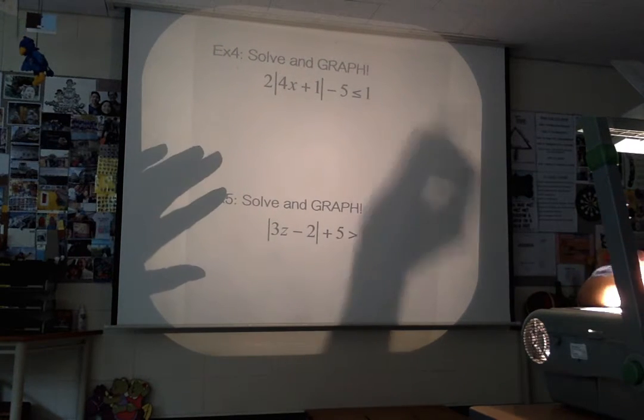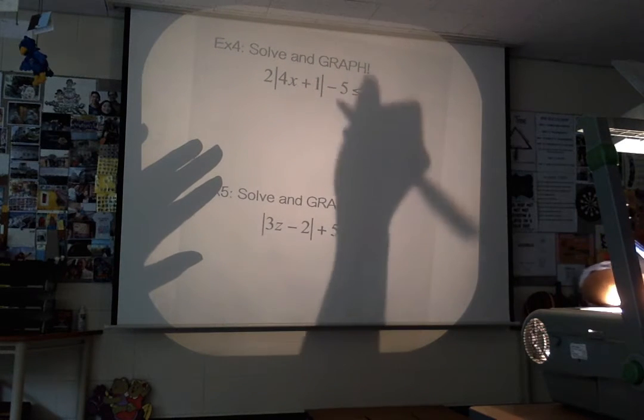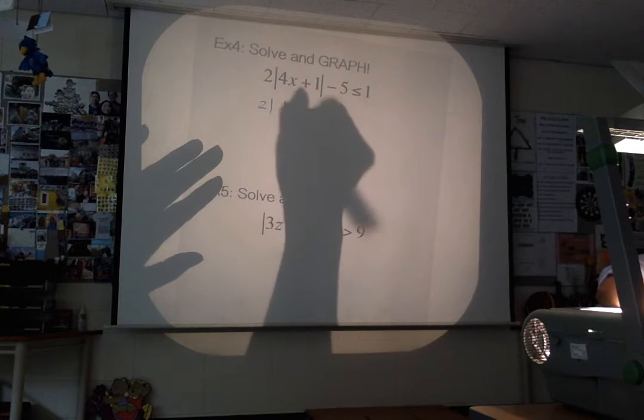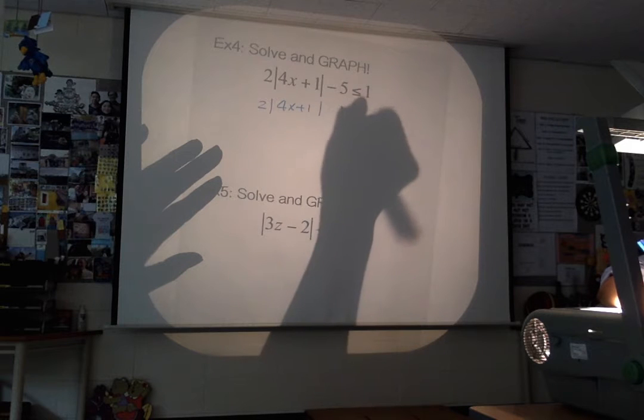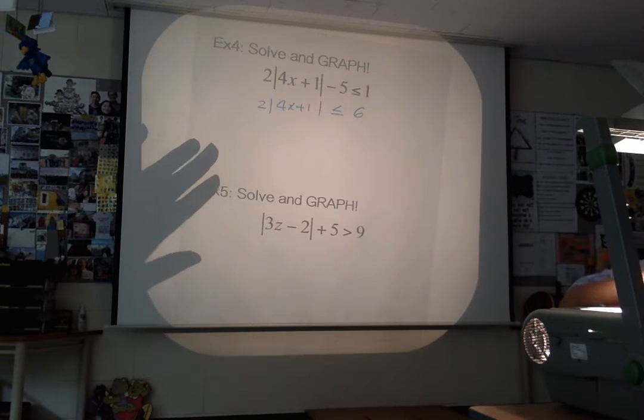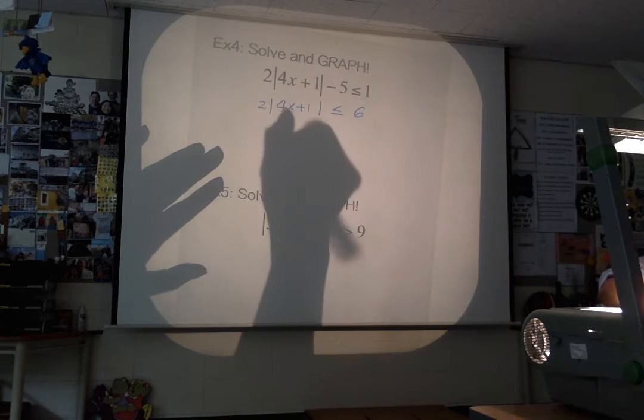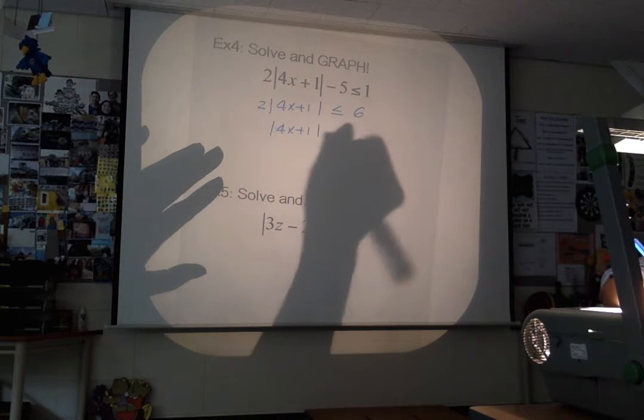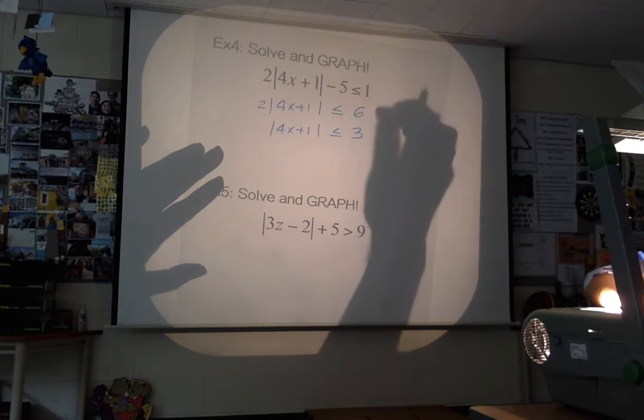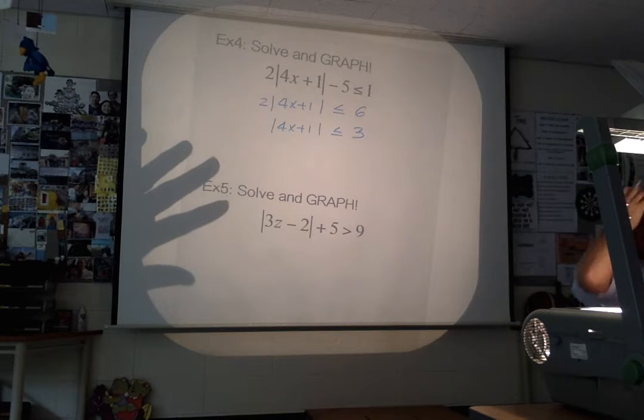Solve and then graph. So we're going to first solve like we always solve. So we add 5 to both sides. 2 absolute value of 4x plus 1 less than or equal to 6, all right? We divide by 2. Absolute value of 4x plus 1 is less than or equal to 3. These steps I didn't show, but make sure you understand them, okay?